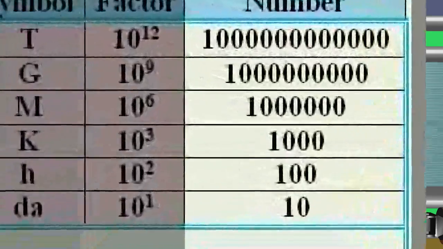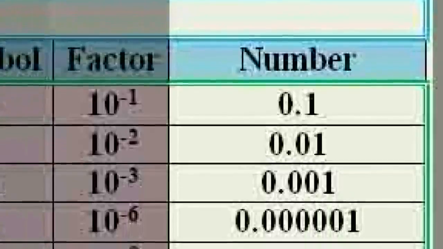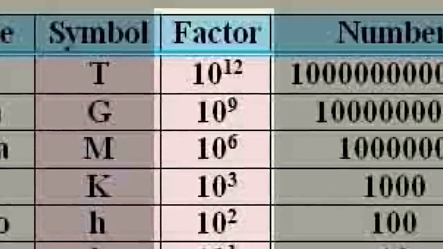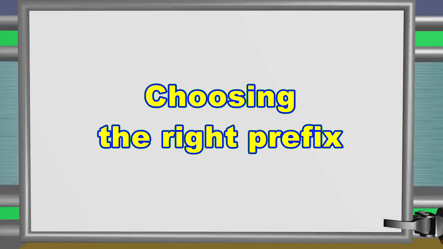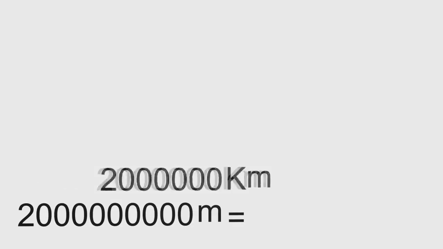Please pay attention. Standard prefixes are a multiple of 10, which makes it very easy. Another advantage is that scientific notation can be used. Choosing the right prefix helps a lot to display a number. Here we want to compare the three prefixes kilo, mega, and giga. Consider the following number. We use the prefix kilo. We know that kilo is equal to 1000. We see that it is not suitable at all.